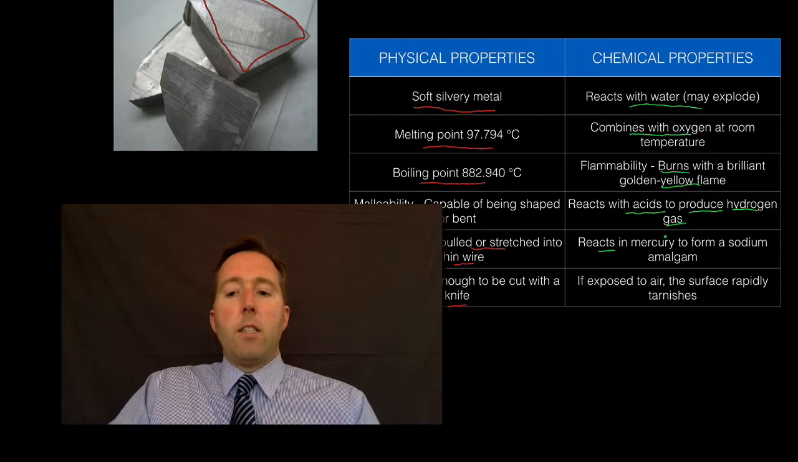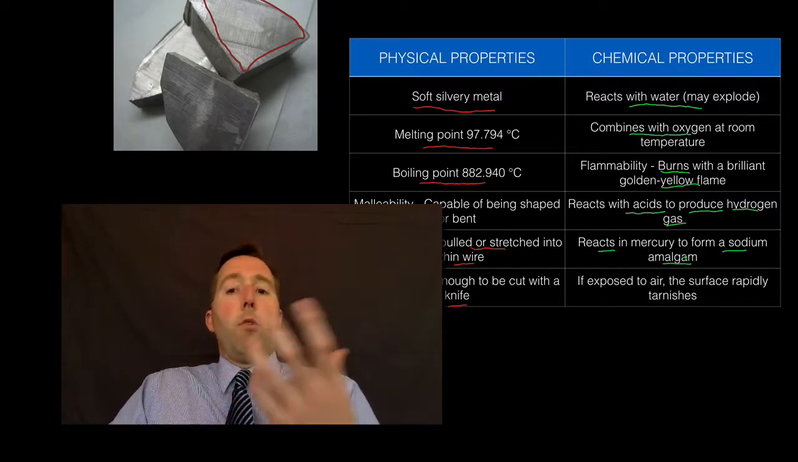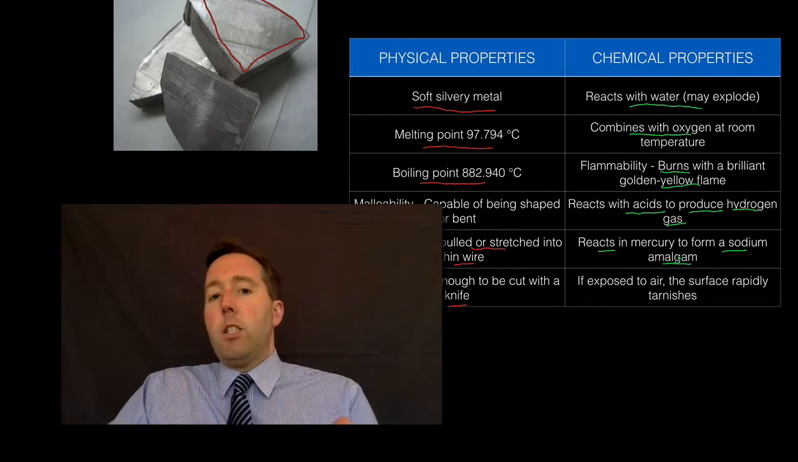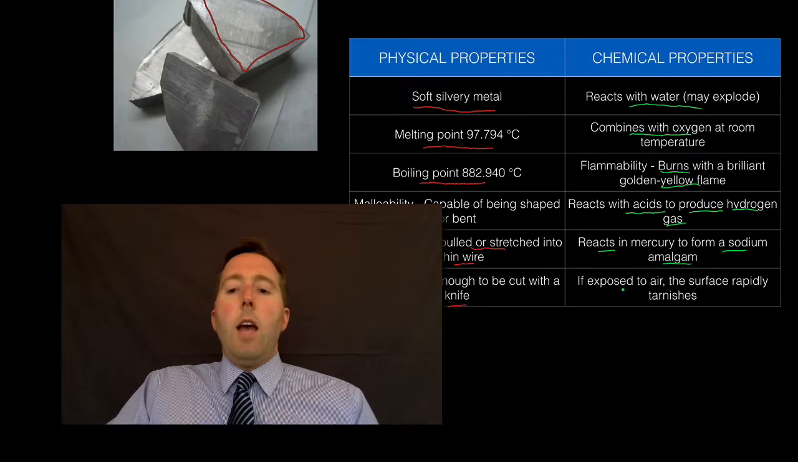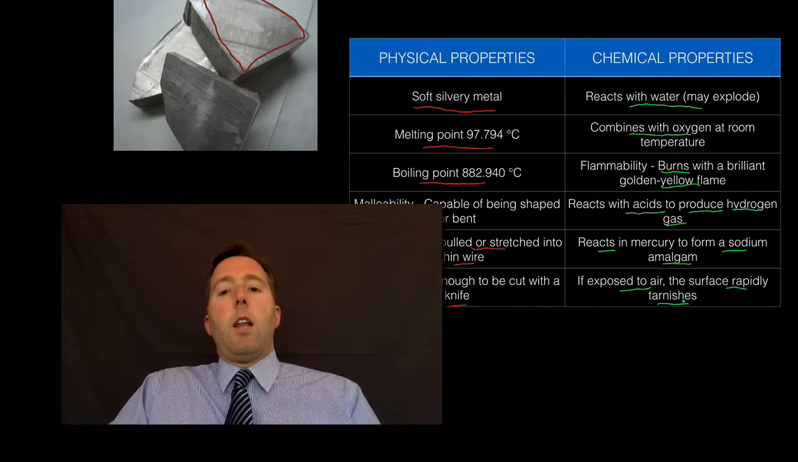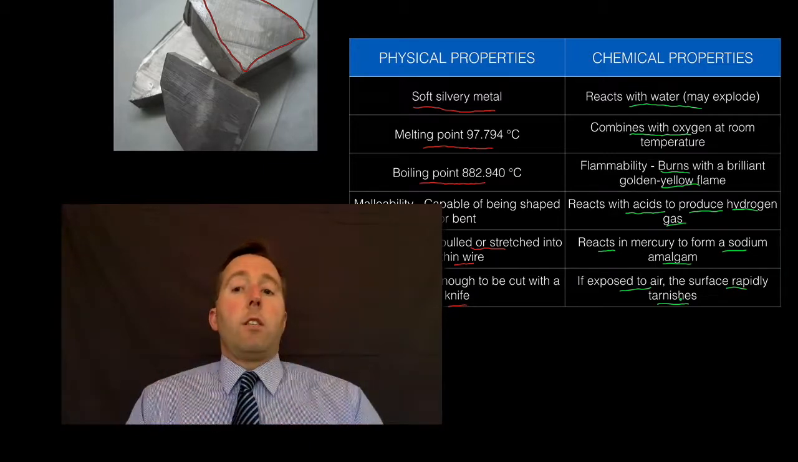Again, it reacts to form a sodium amalgam, which is just a new product. But when a new product is formed, a chemical change has taken place. So this describes a chemical property of sodium. And if exposed to air, the surface rapidly tarnishes or gets a layer on it. And again, a new product is formed.